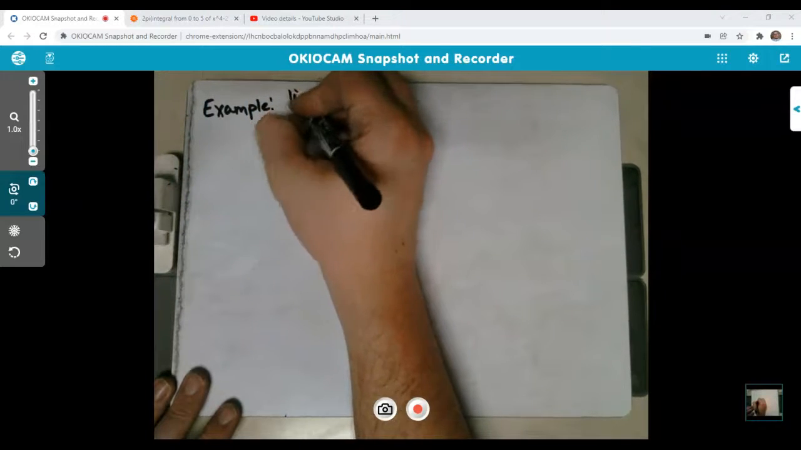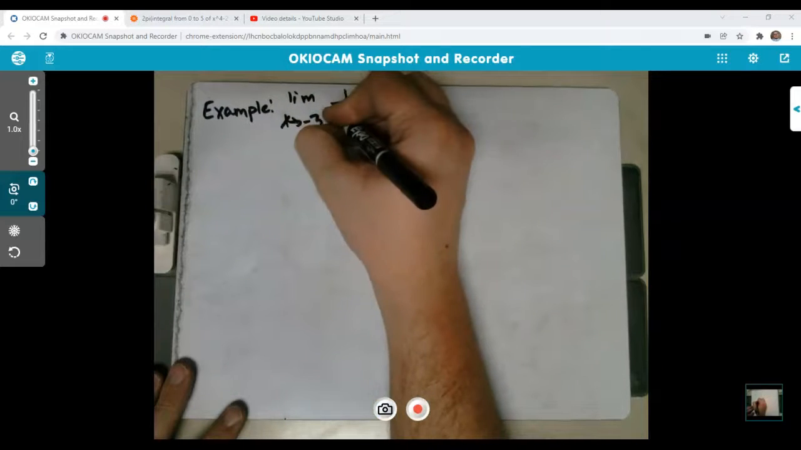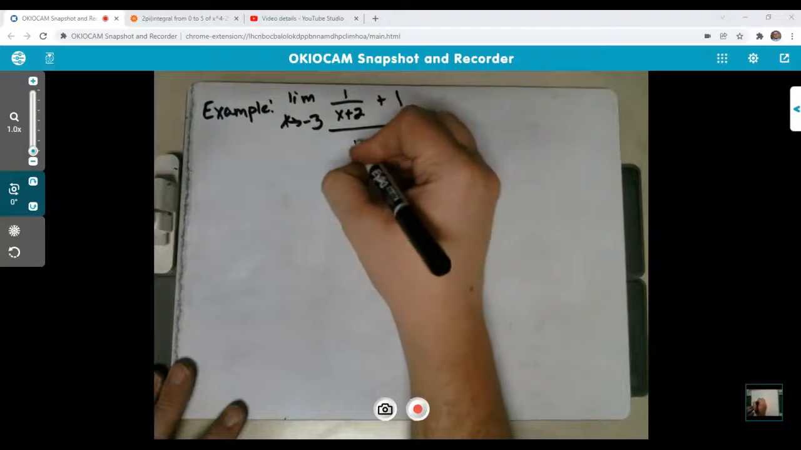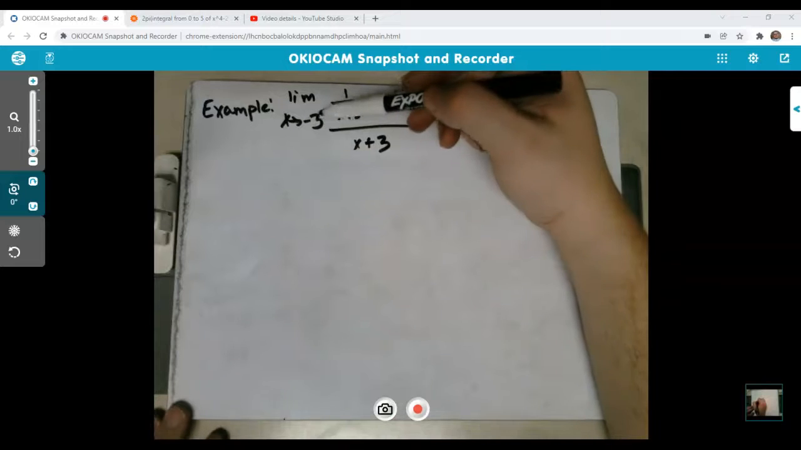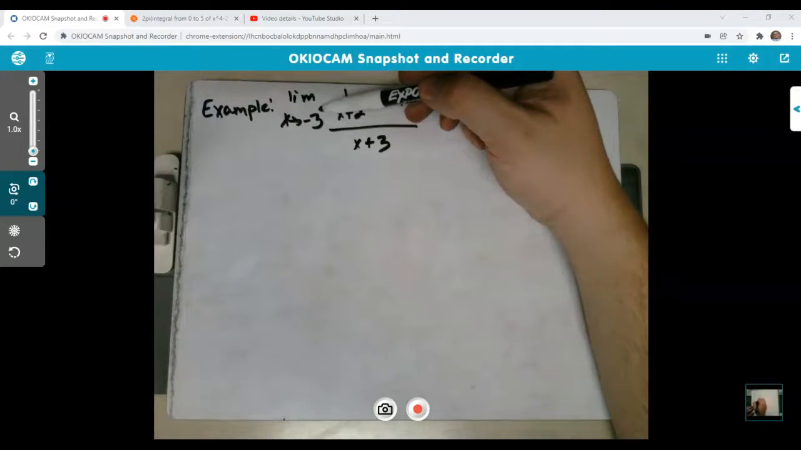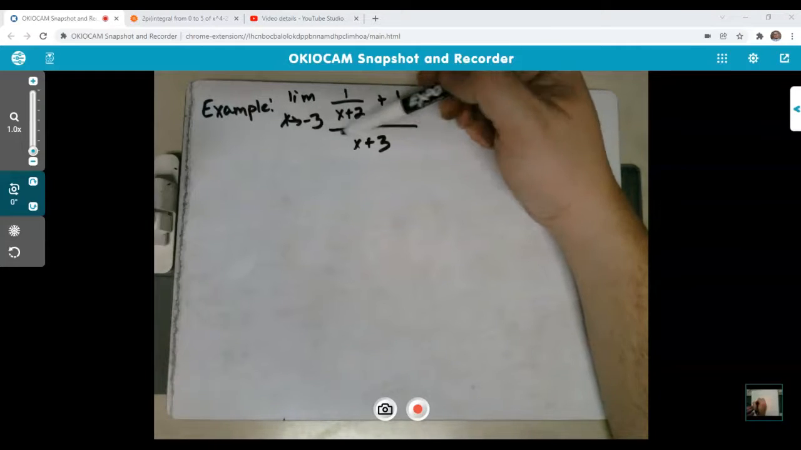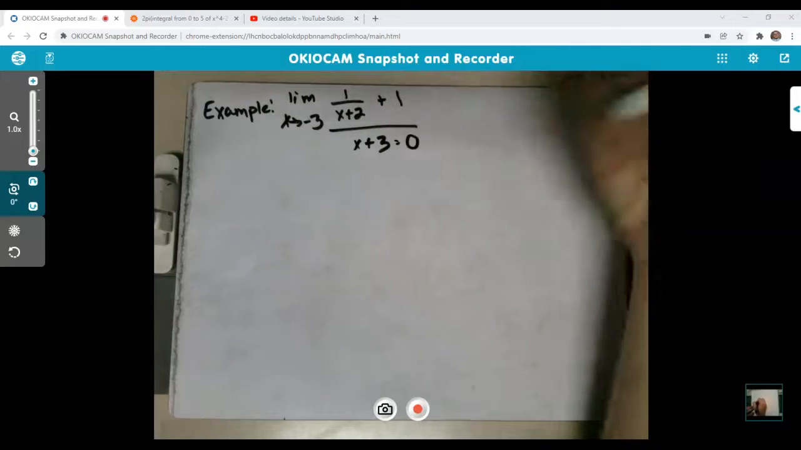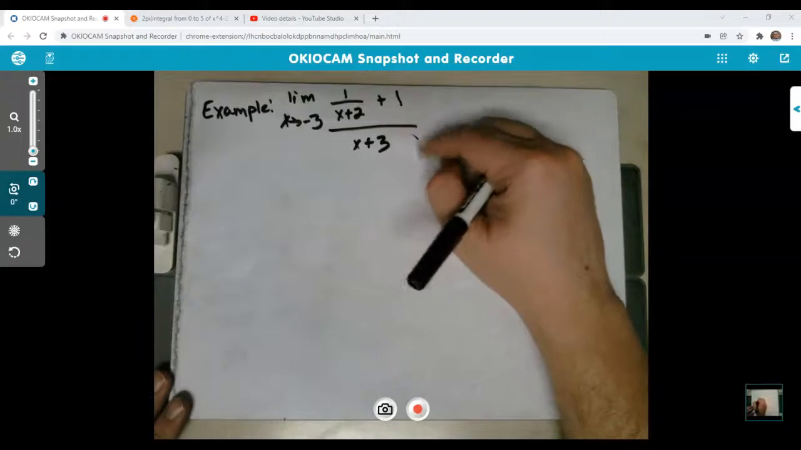Let's do the limit as x approaches negative 3 of 1 over x plus 2 plus 1 over x plus 3. So again, just like I have done, I'm going to see first, can I plug that in for x? And I look right there and I can't, because if I did, I would get negative 3 plus 3, which is 0, which I can't do. So I'm going to have to rewrite this in some way.